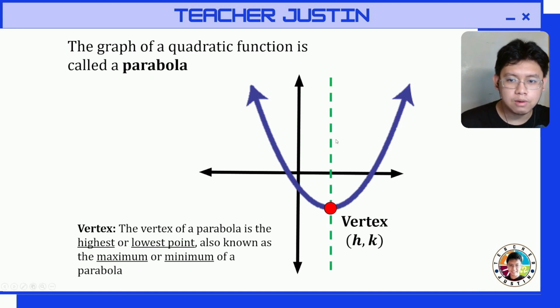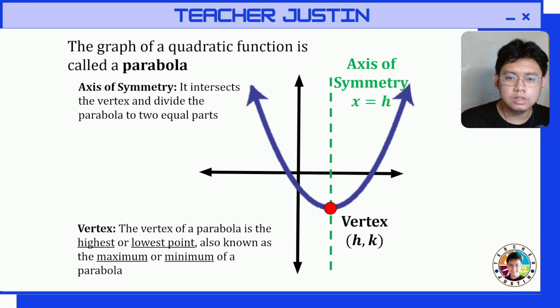Tapos, we have our axis of symmetry. So, the axis of symmetry is a vertical line passing through the vertex that will cut the parabola into two equal parts. So, pag finold natin yung parabola natin, magmamatch lahat ng points sa left part ng ating parabola and the right part of our parabola.